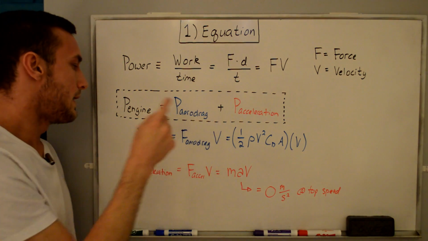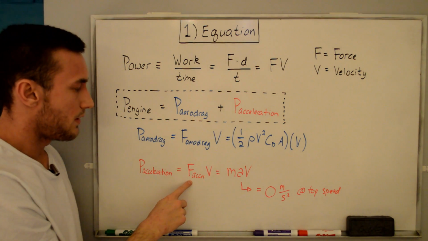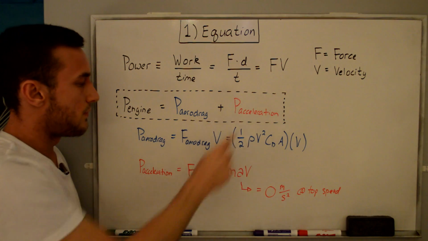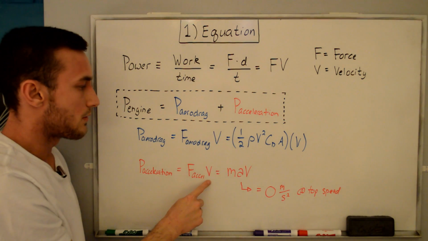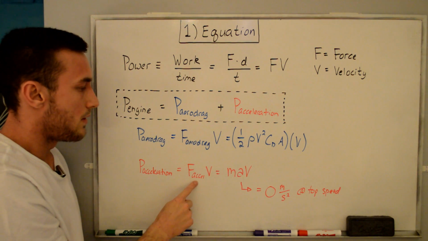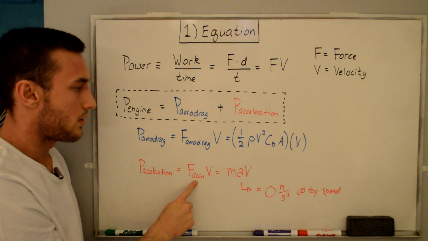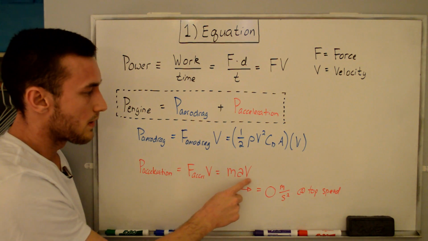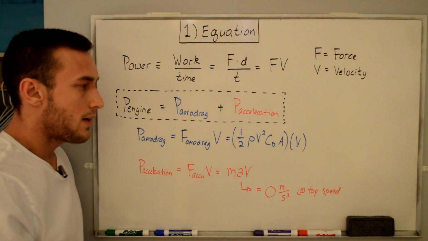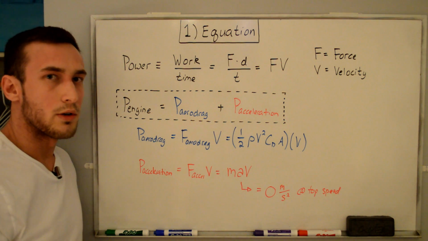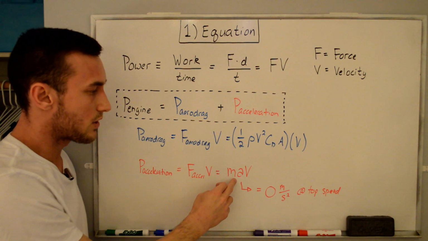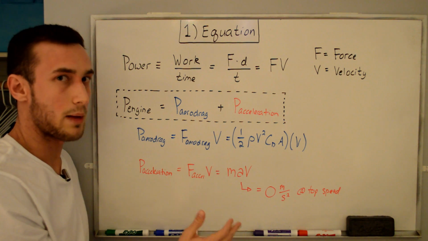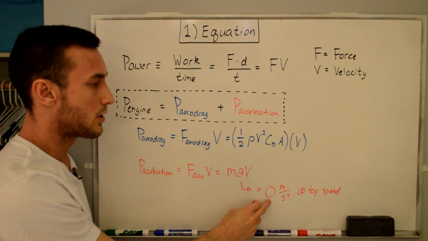The power for acceleration can be given by this expression, again using this F times V. So we have the force for acceleration times the velocity that we're currently driving at, and the force for acceleration we can break up into the well-known F equals ma, so we'll substitute in ma here times the velocity. And when we're driving at our top speed, that means we are no longer accelerating. So the a in this case, because we're trying to find the top speed of this car, is going to be 0 meters per second squared.